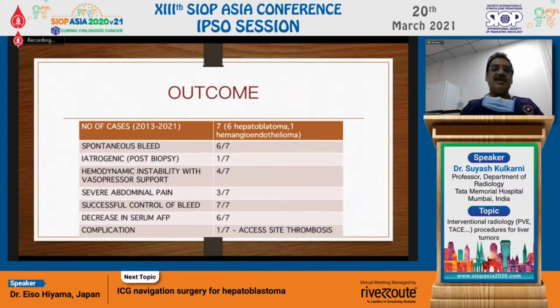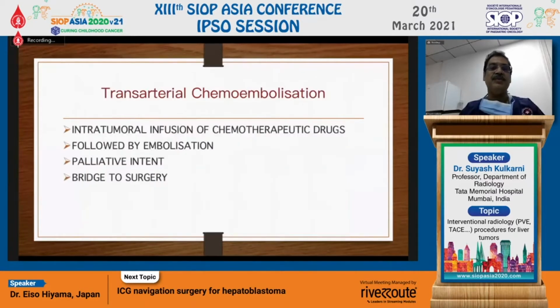We have done such embolizations for spontaneous bleeds and iatrogenic bleeds, with some hemodynamic instability. Patients sometimes present with severe abdominal pain, but in all these cases, we could stop the bleeding with an endovascular approach.